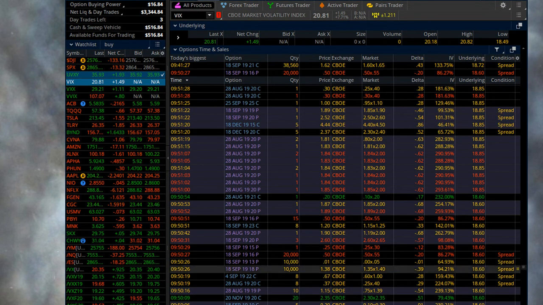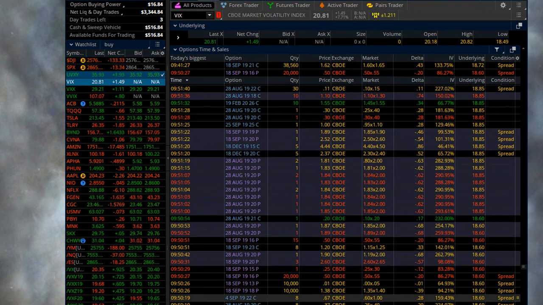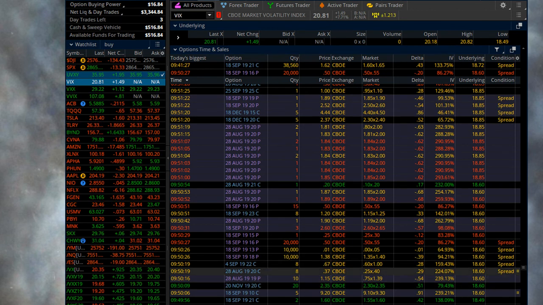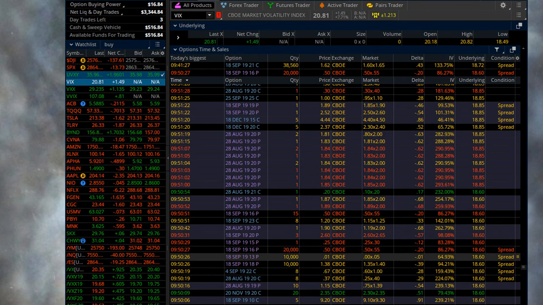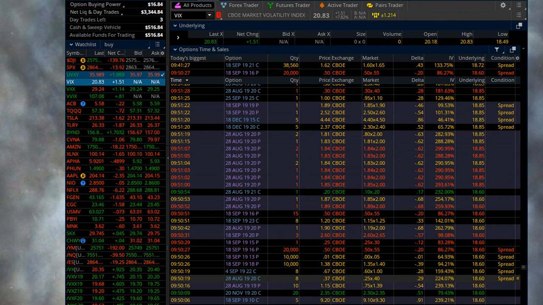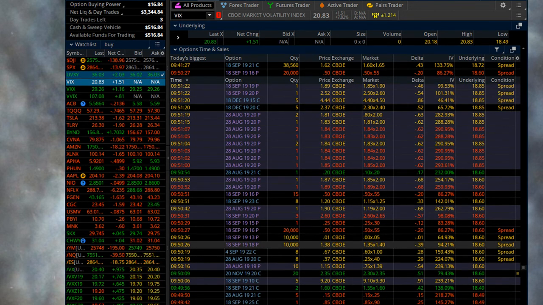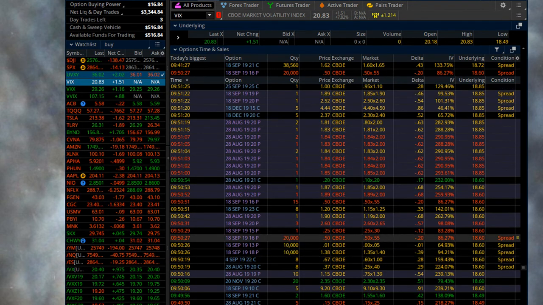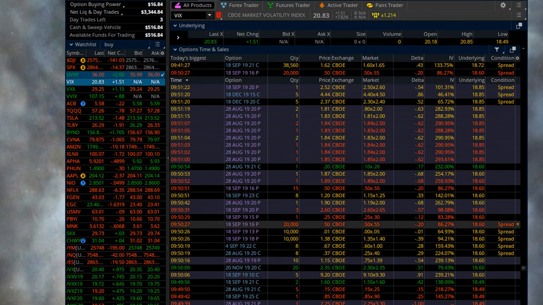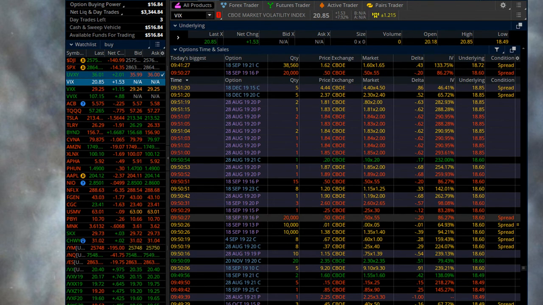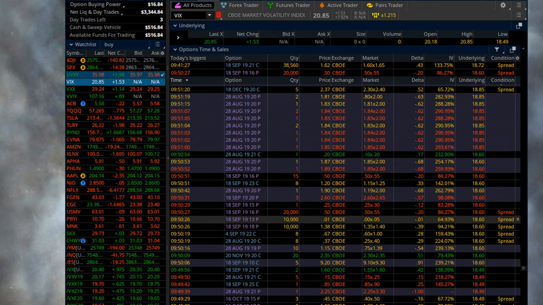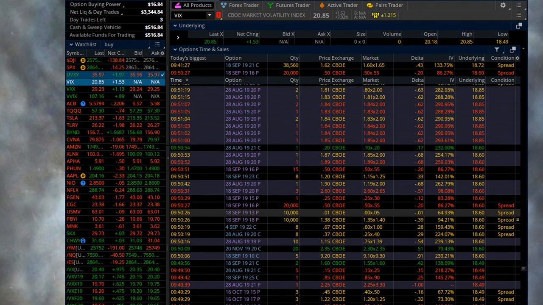So 9.50. It looks like they are selling the 16 put and buying the 13 put for a penny. No, it looks like they're selling the 13 put. So maybe they're buying the 18 put, selling two 16 puts against it. Essentially, they're buying the 13/18 butterfly, it looks like, in the VIX.